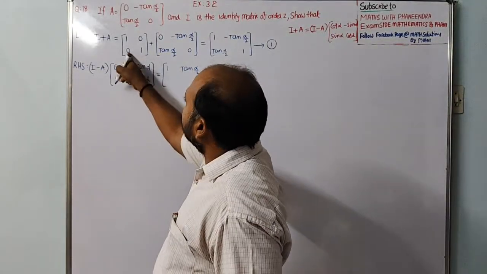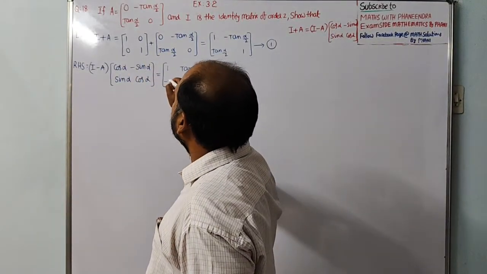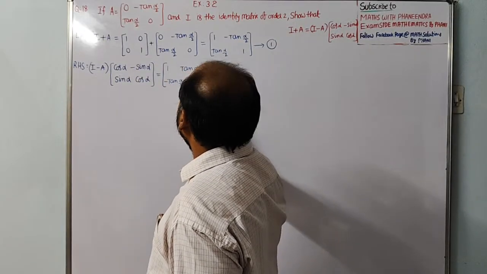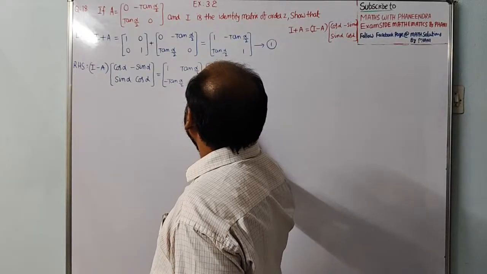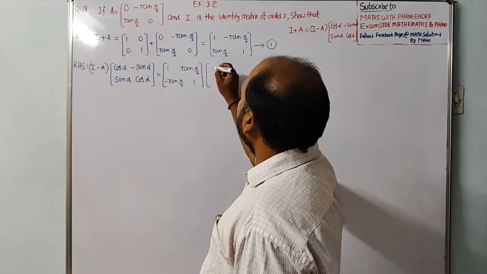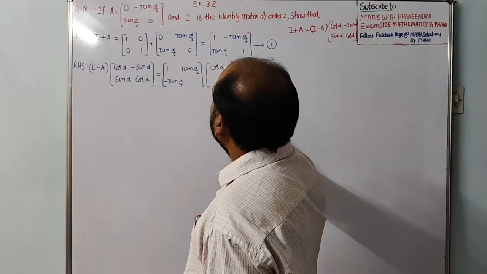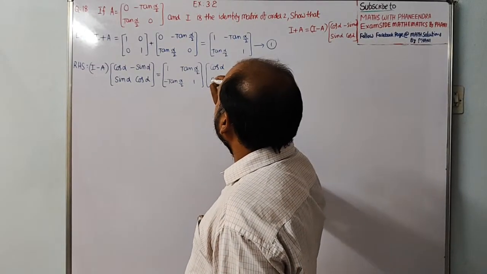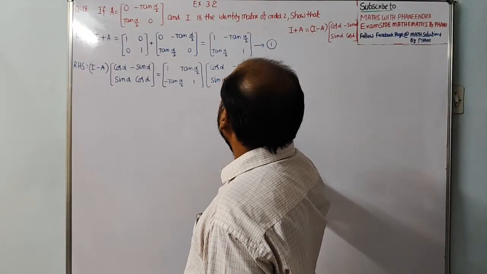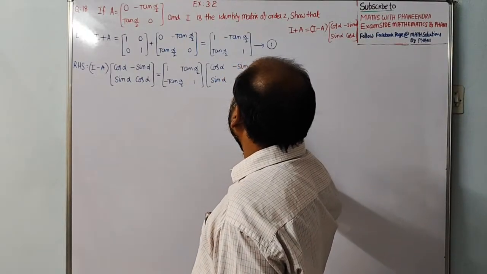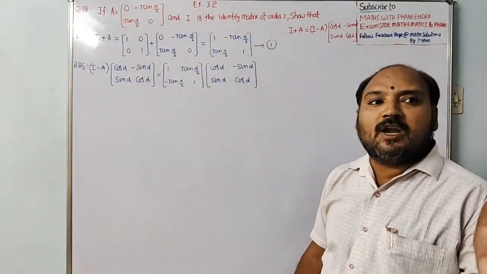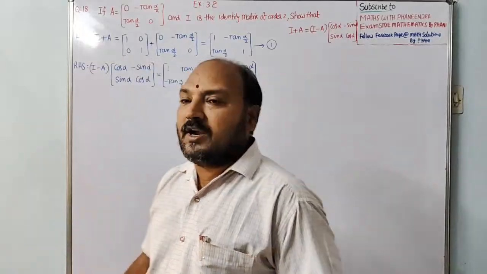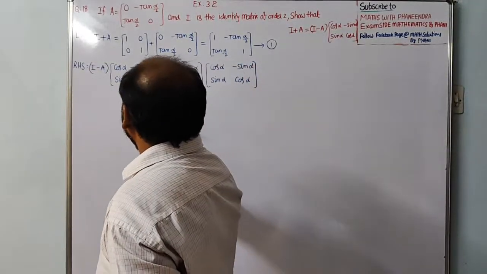Next, 0 minus tan alpha by 2, 1 minus 0, into [cos alpha, minus sin alpha; sin alpha, cos alpha]. Now we are just multiplying two 2 by 2 matrices, the product of two matrices.